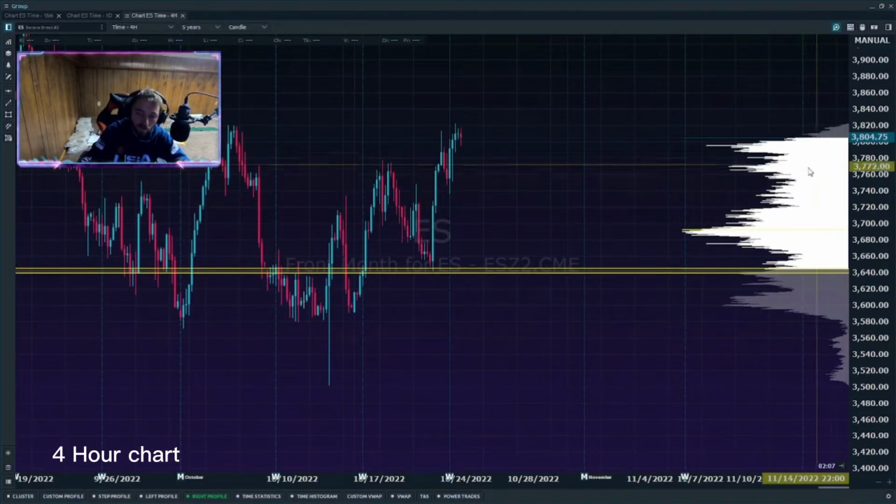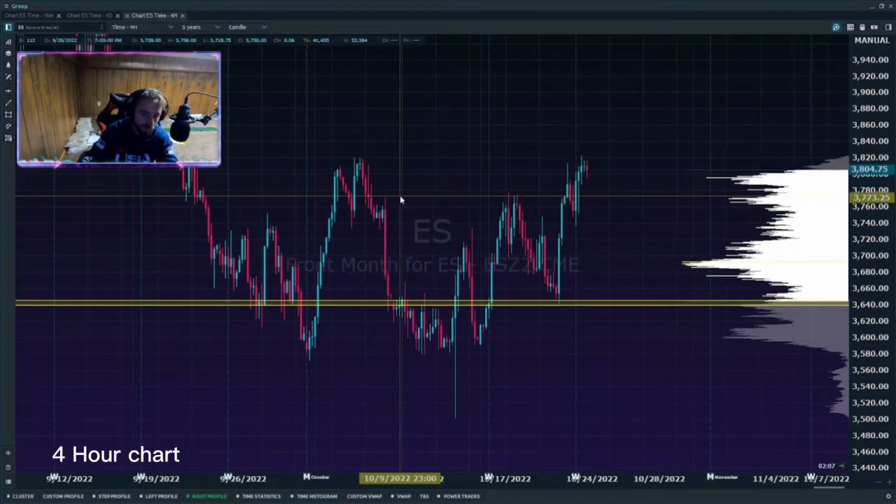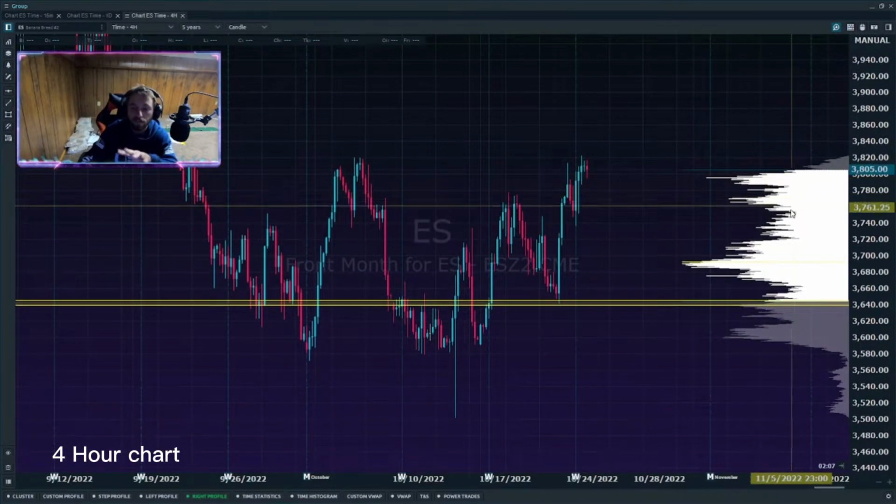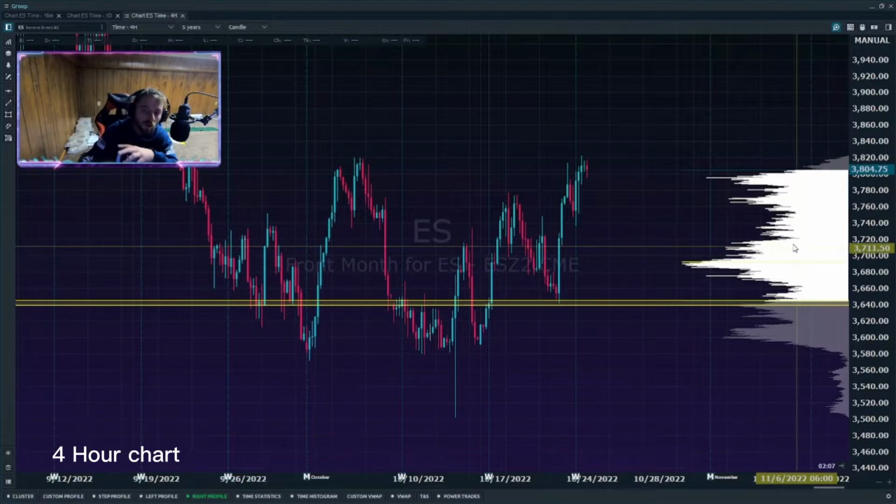Now on the right of this screen here, this is the 4-hour chart. This is the other one that I'll look at. This is the monthly volume profile. So this is the current month that we're in.